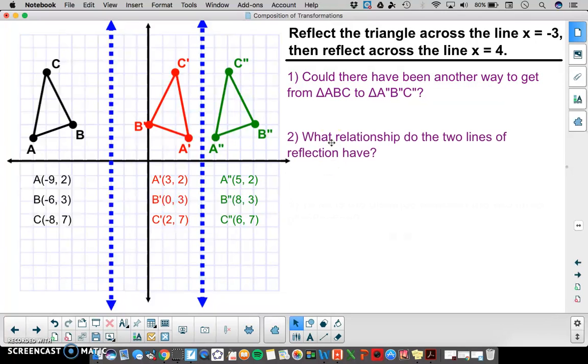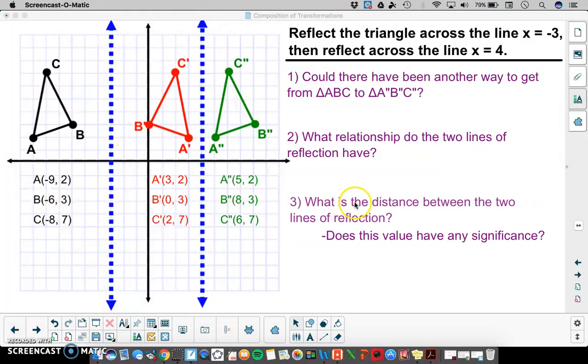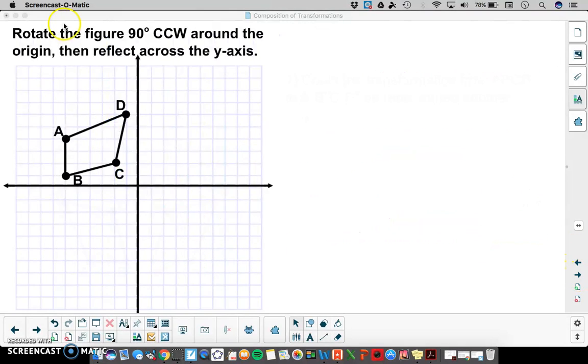I also want you to consider the question, what relationship do the two lines of reflection have? The line x equals -3 and x equals 4. I want you to consider the question, what is the distance between the two lines of reflection, so between the two dotted lines here, and does this value have any significance? So I want you to consider all of these questions when analyzing this composition of transformations.